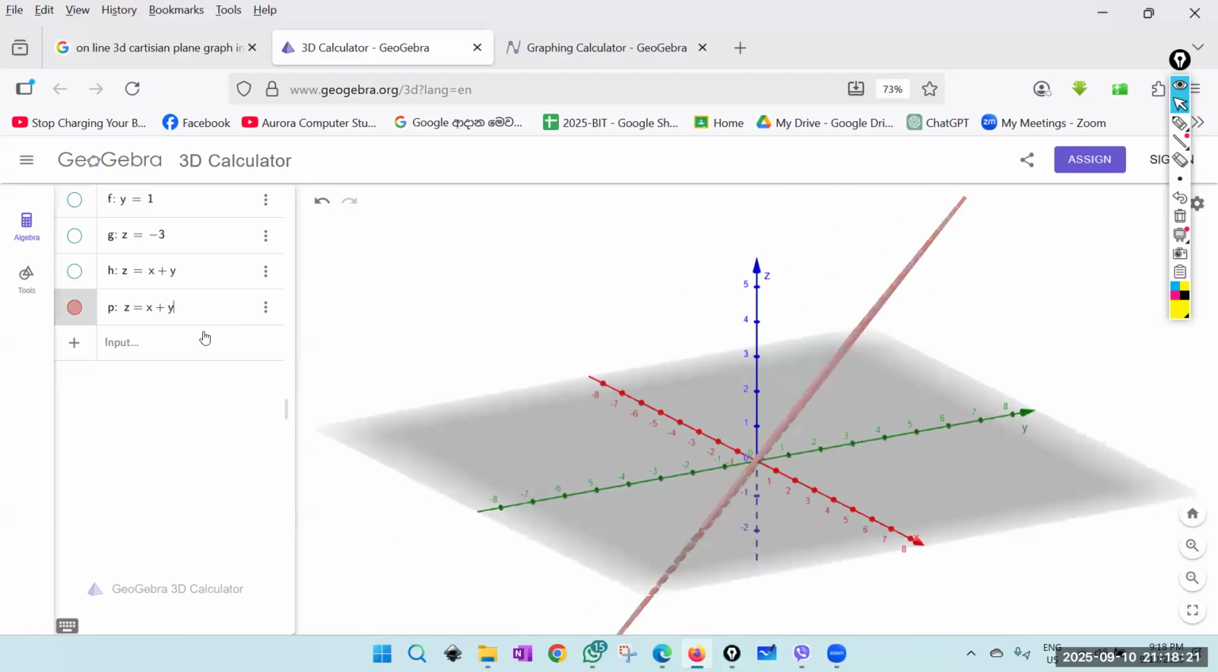Then what about z equal x plus y plus 2?